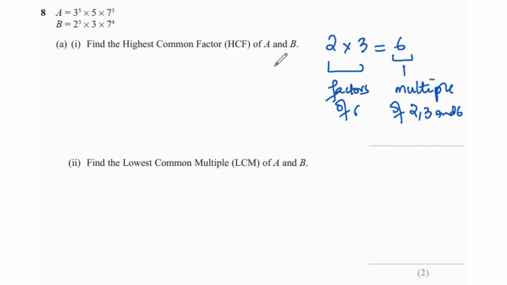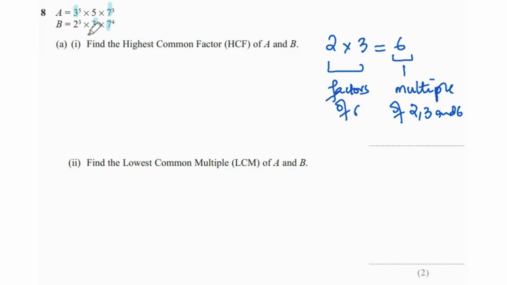So when you talk about the highest common factor, what we will do is we will look at the numbers that are common between A and B first, and then we will see what is the common power of those numbers. So in our case, if we look at A and B, you can see that we have 3 common and we have 7 common. 5 and 2 are not common, so they're not going to come in the highest common factor.